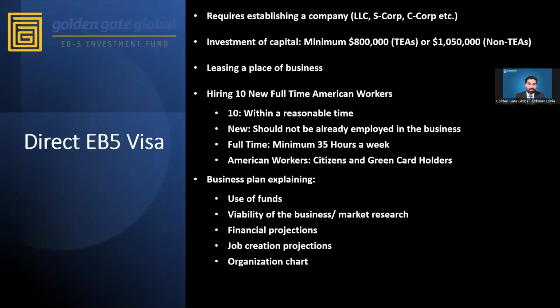So let's start from the basics. Before you can even file a petition with USCIS, you need to have an entity in place. It could be in the form of an LLC, an S Corp, a C Corp. It requires a minimum investment of $800,000 if the place of business is located in a targeted employment area, which is usually an area of high unemployment or a rural area. The investment amount increases to $1.05 million if your office is in any other area that's not a targeted employment area. It requires you to have a physical place of business. So you will be leasing a place of business and providing the address so that USCIS can determine whether it's in a targeted employment area or in a non-targeted employment area.